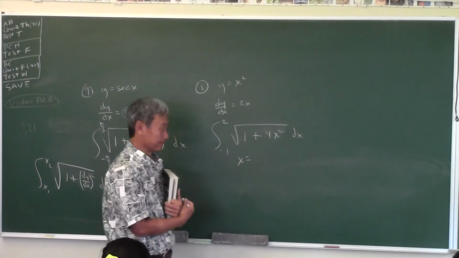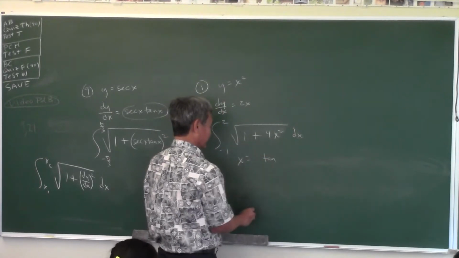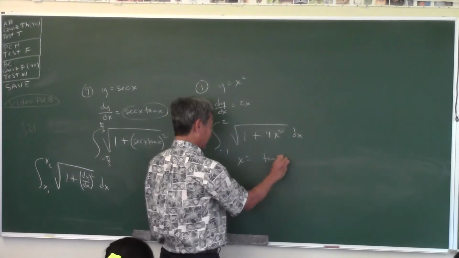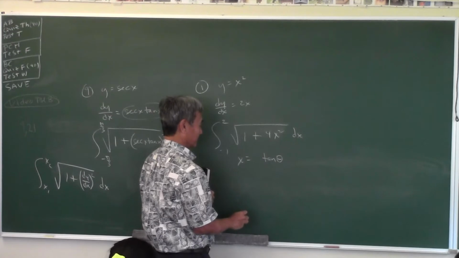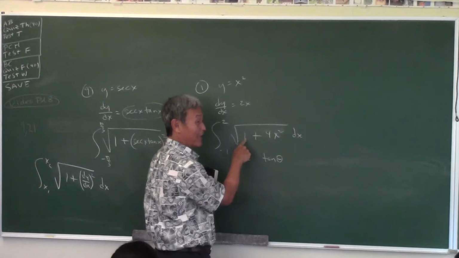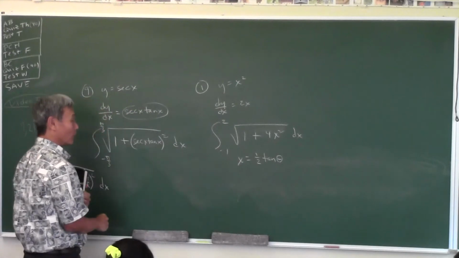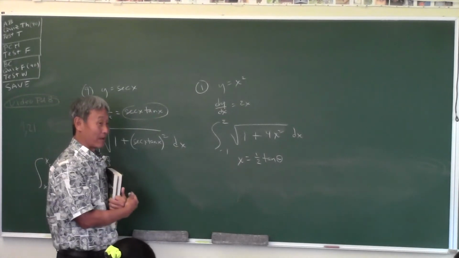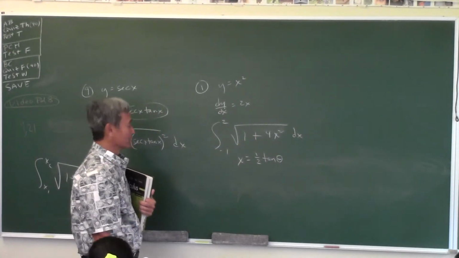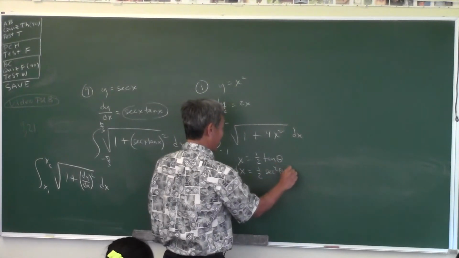x equals tan. Take that up, 4 or 2? If that was a 1 fourth, then it would be 2. Oh, 1 half. It's coming back. Do you guys understand why it's a 1 half there? To cancel out this 4. Oh, I get it. dx is 1 half secant squared theta d theta.